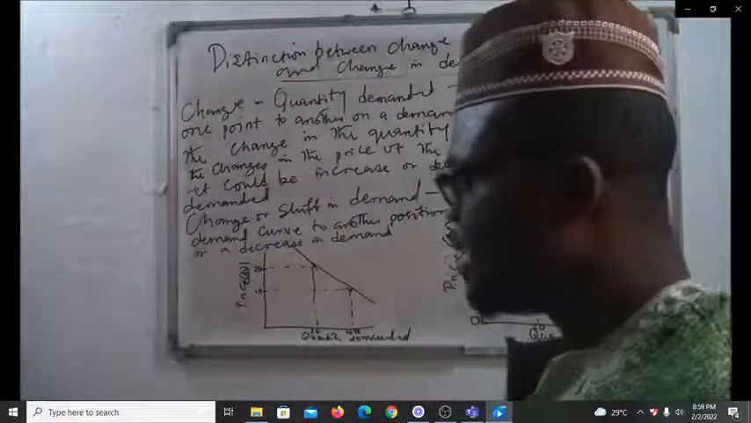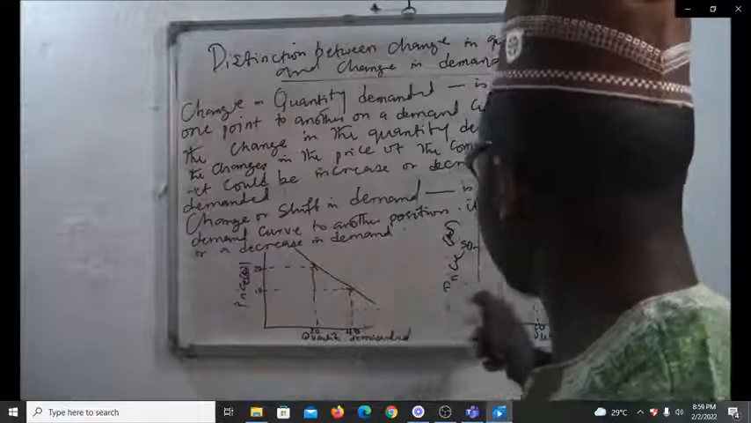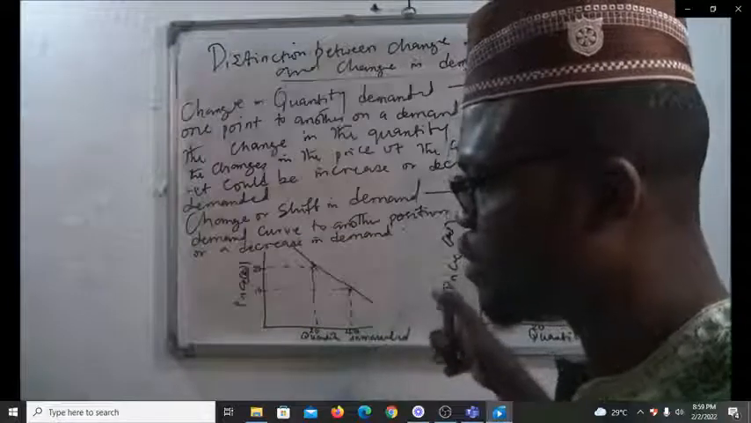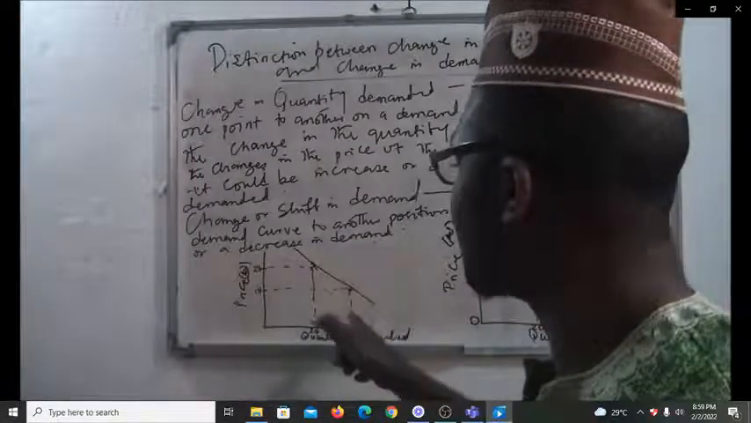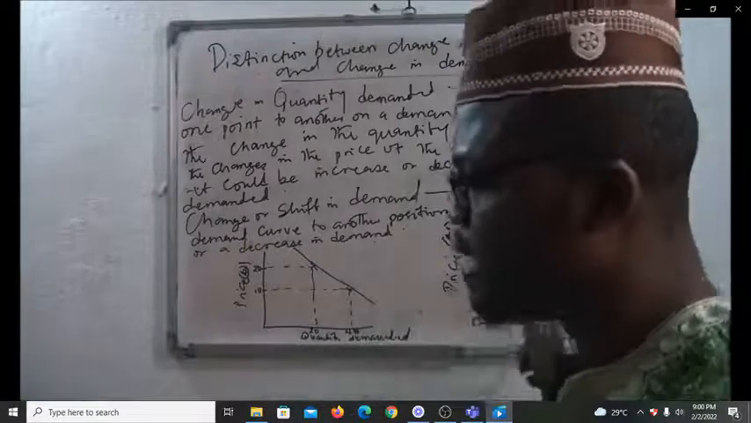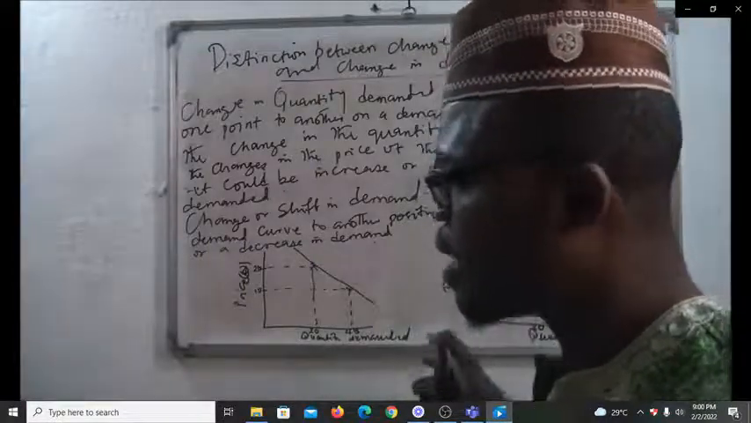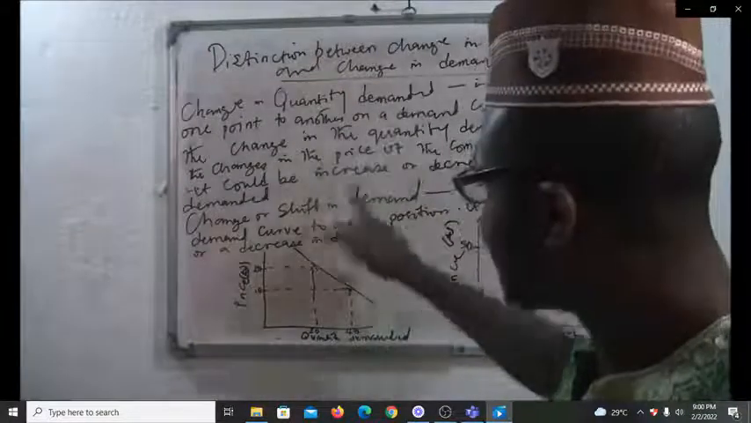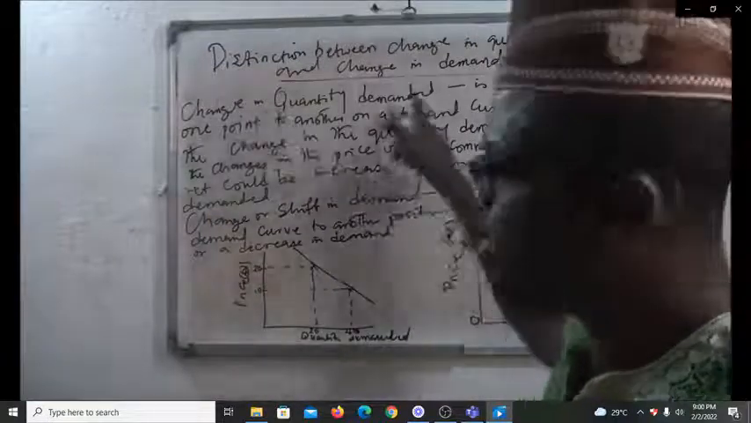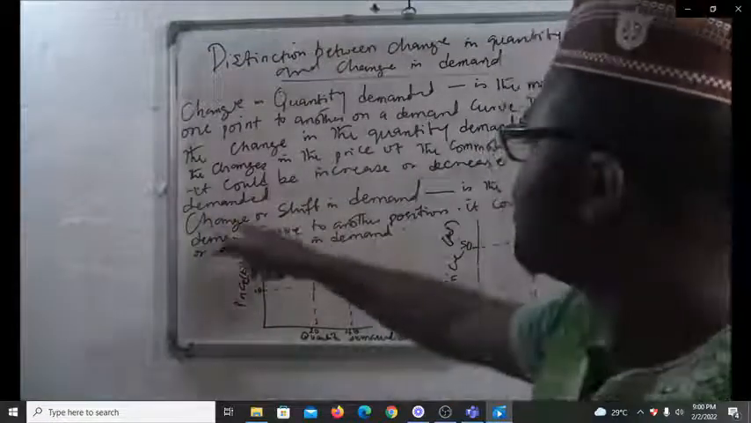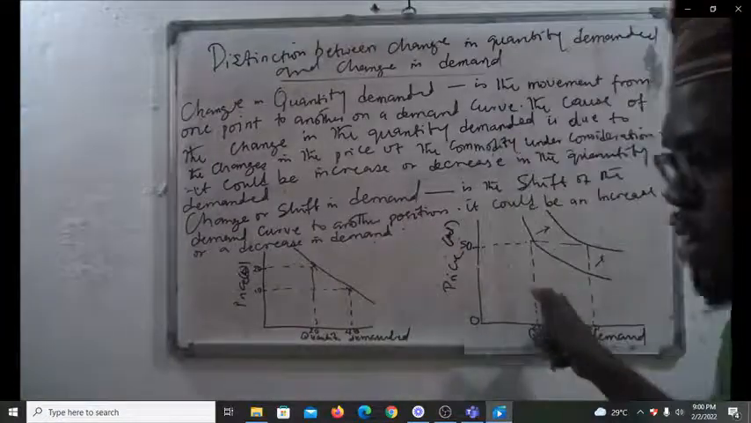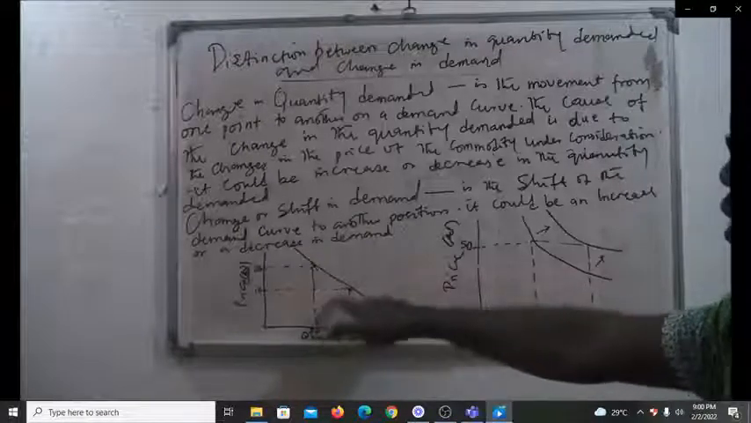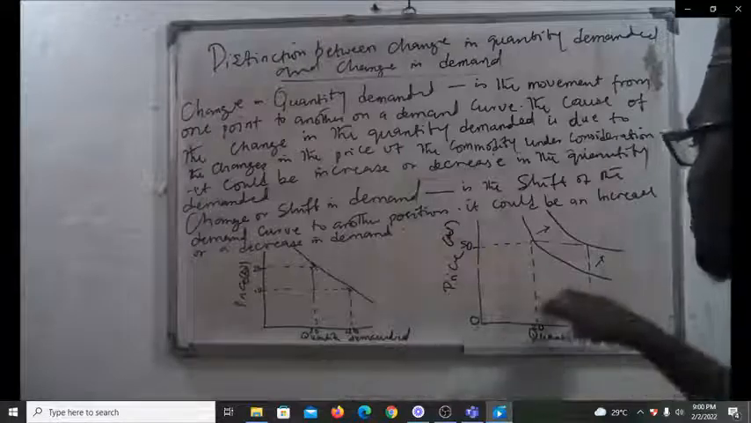Both of them, you can easily deduce their difference by looking at the graphs. Look at the graphs so that you see what I'm showing you. You can see the difference between change in quantity demanded and change in demand by looking at their graphs. This is the graph for change in quantity demanded. Whereas this is the graph for change in demand. You must use that word, change. Is that clear?